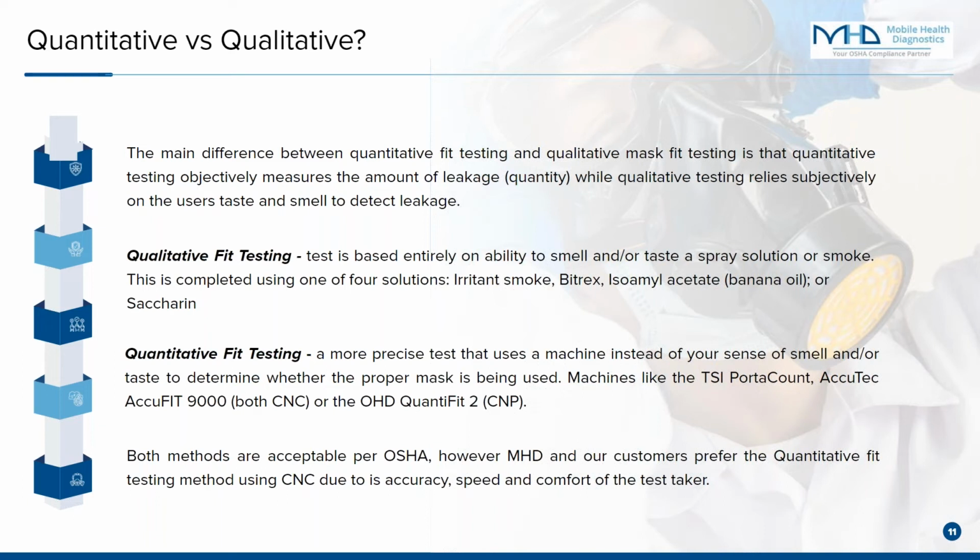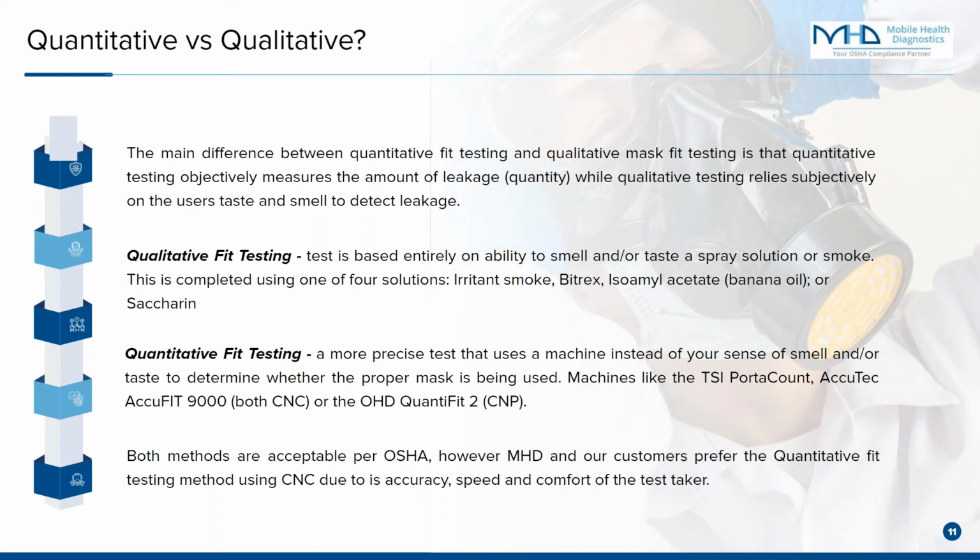It's completed using one of four solutions: irritant smoke, which is stannic chloride, Bitrex, isoamyl acetate, which is banana oil, or saccharin. As an organization we don't use irritant smoke because it is poisonous. Once it hits your mucous membrane, it turns into an acid. So out of the four, it's the one that I personally would recommend the least. Although, from a qualitative standpoint, irritant smoke, I believe, is the only type of qualitative fit test that can be used with a full face respirator.